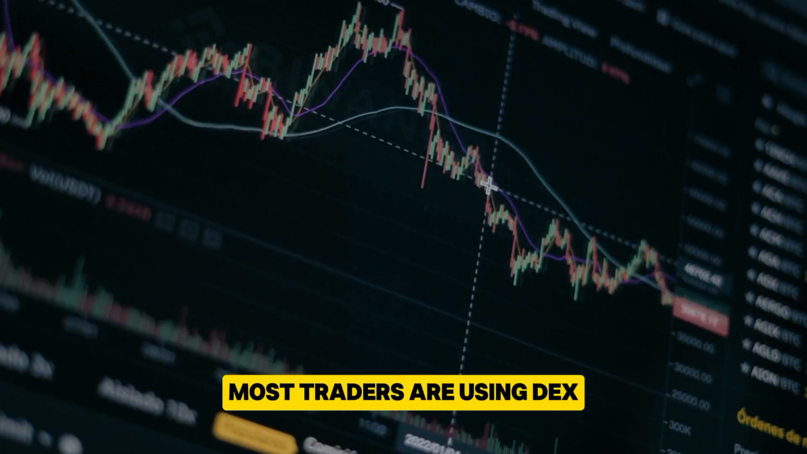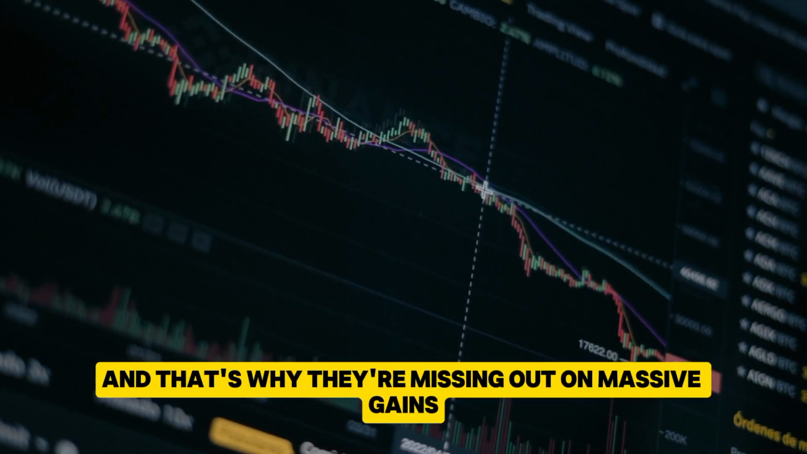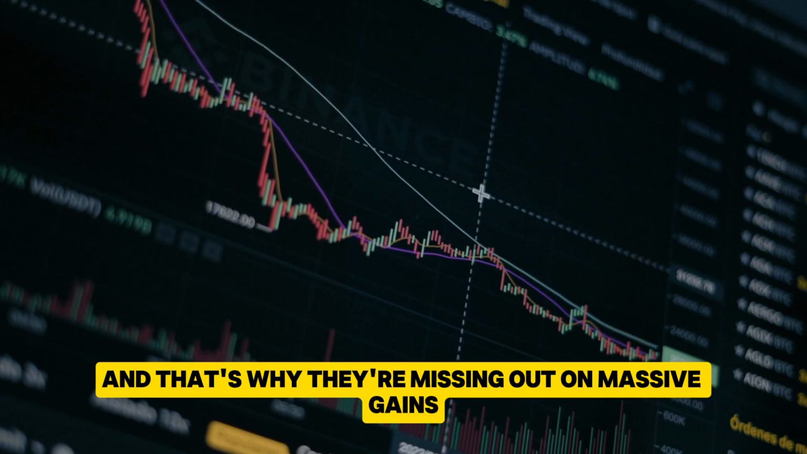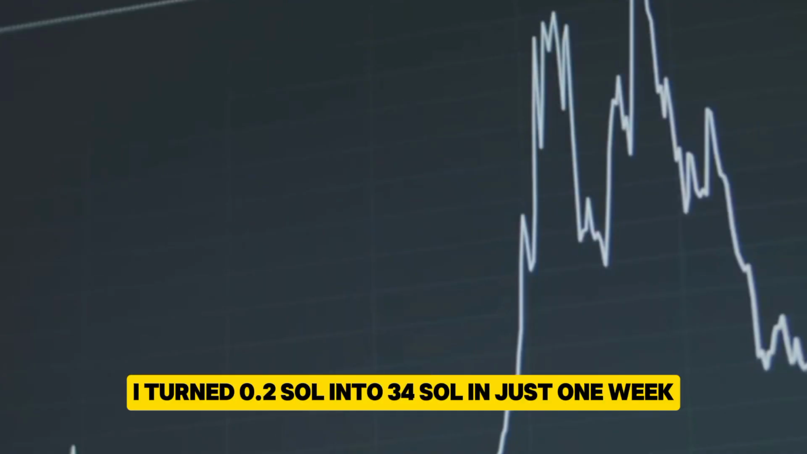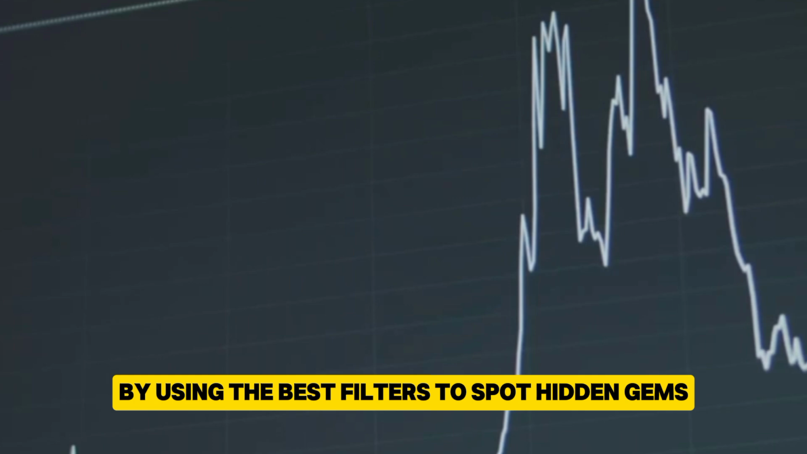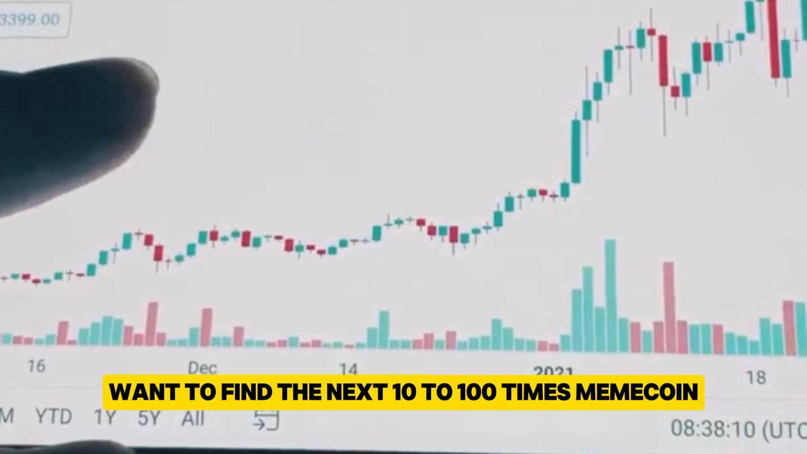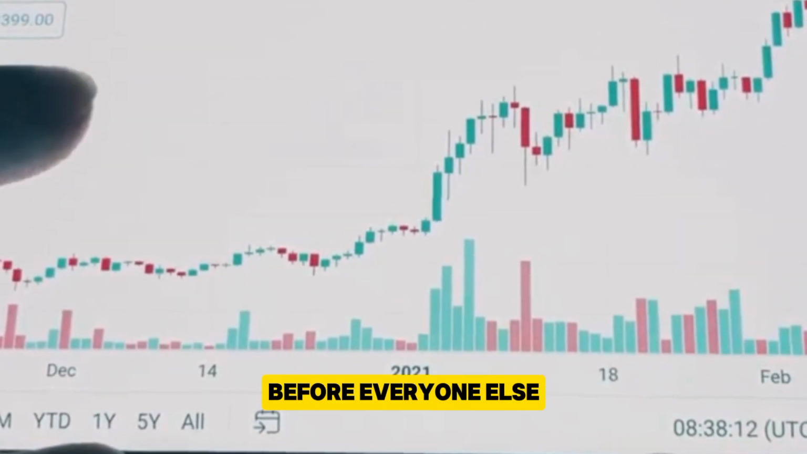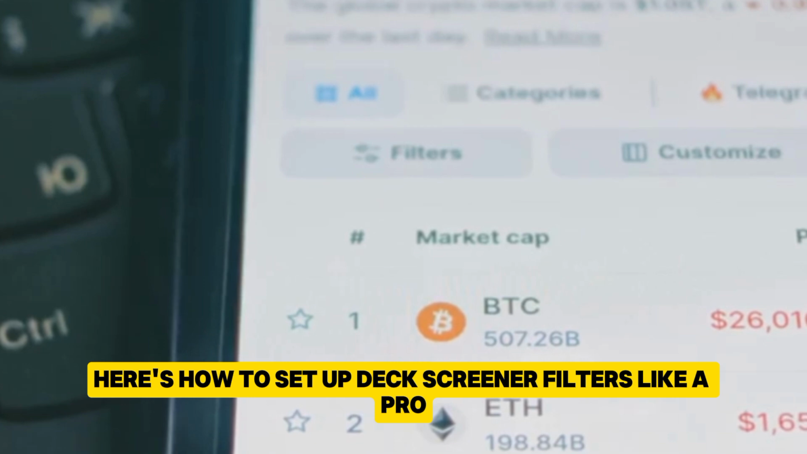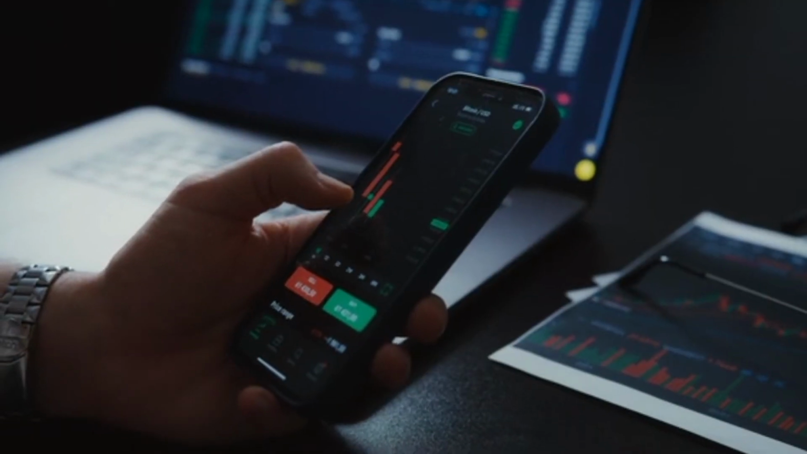Most traders are using Dexscreener without the right filters, and that's why they're missing out on massive gains. I turned 0.2 SOL into 34 SOL in just 1 week by using the best filters to spot hidden gems. Want to find the next 10 to 100 times memecoin before everyone else? Here's how to set up Dexscreener filters like a pro.